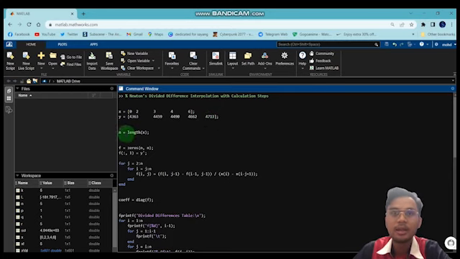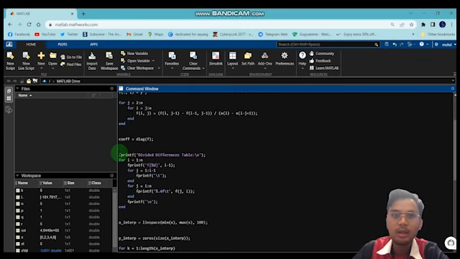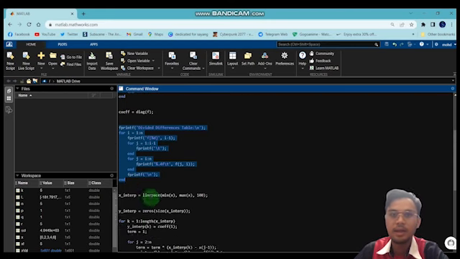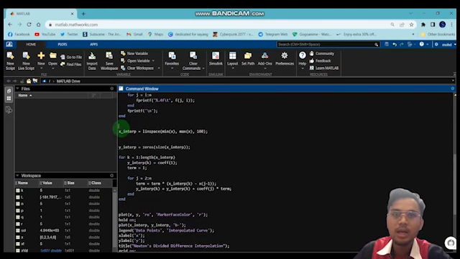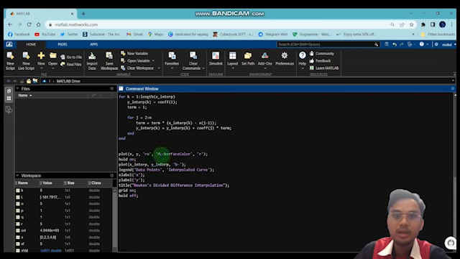This is for the number of data points. This one is to calculate the divided differences, and this is the coefficient of the Newton divided difference polynomial. From here to here is to display the divided difference table. Next is the interpolation point, generating 100 equally spaced points. Then y evaluates the polynomial at the interpolation points, and the last part is for plotting the graph.